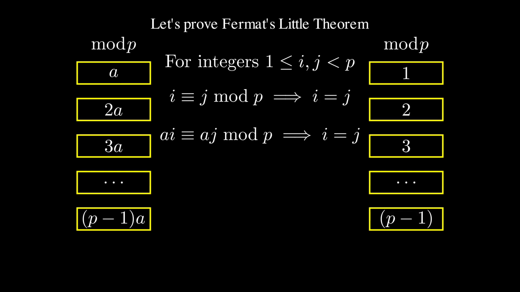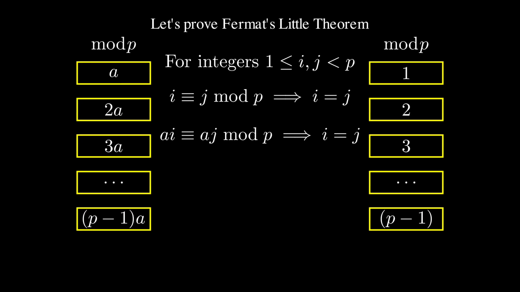So you can't have two distinct elements being congruent modulo p. Okay, what does the second statement say? Well, it essentially says the same thing as the first statement, but just for elements in the left set.